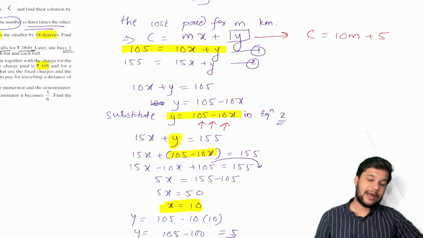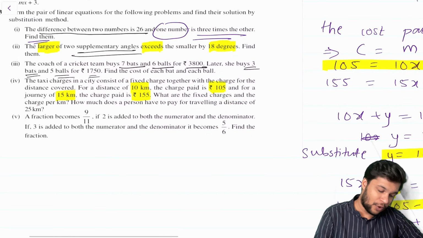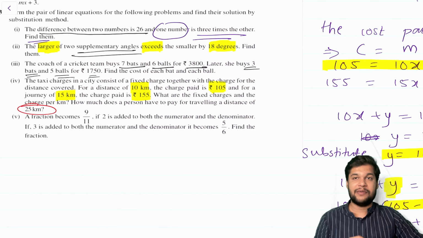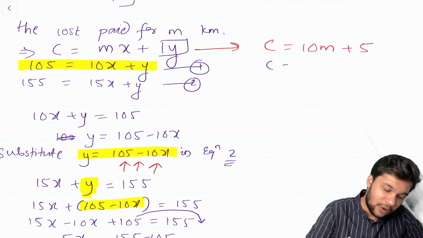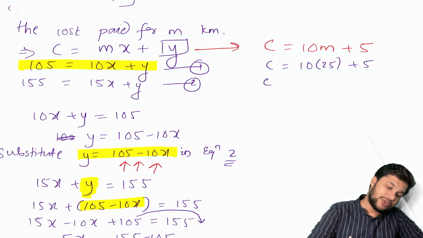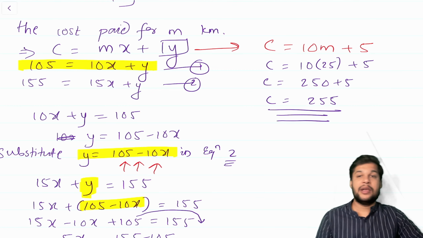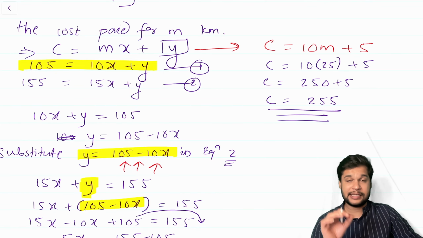Y is 5. Now it says कि if I travel for 25 km, what will be the cost? The cost here will be cost equal to 10 times 25 plus 5. So C equal to 250 plus 5. C equal to 255. बहुत अच्छा और बहुत important question है ये. Please do it again and again at home. It's an important question.